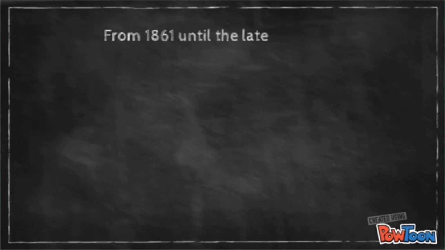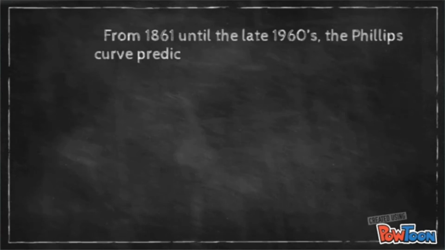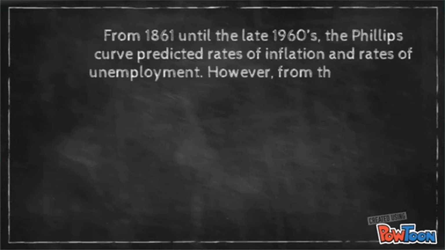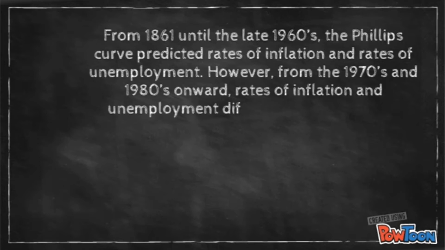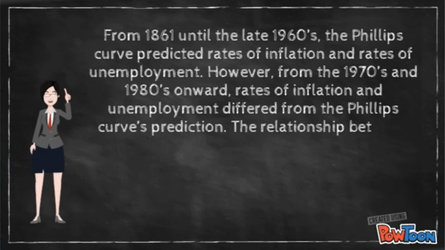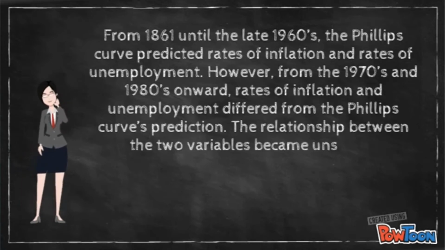From 1861 until the late 1960s, the Phillips curve predicted rates of inflation and rates of unemployment. However, from the 1970s and 1980s onward, rates of inflation and unemployment differed from the Phillips curve prediction. The relationship between the two variables became unstable.